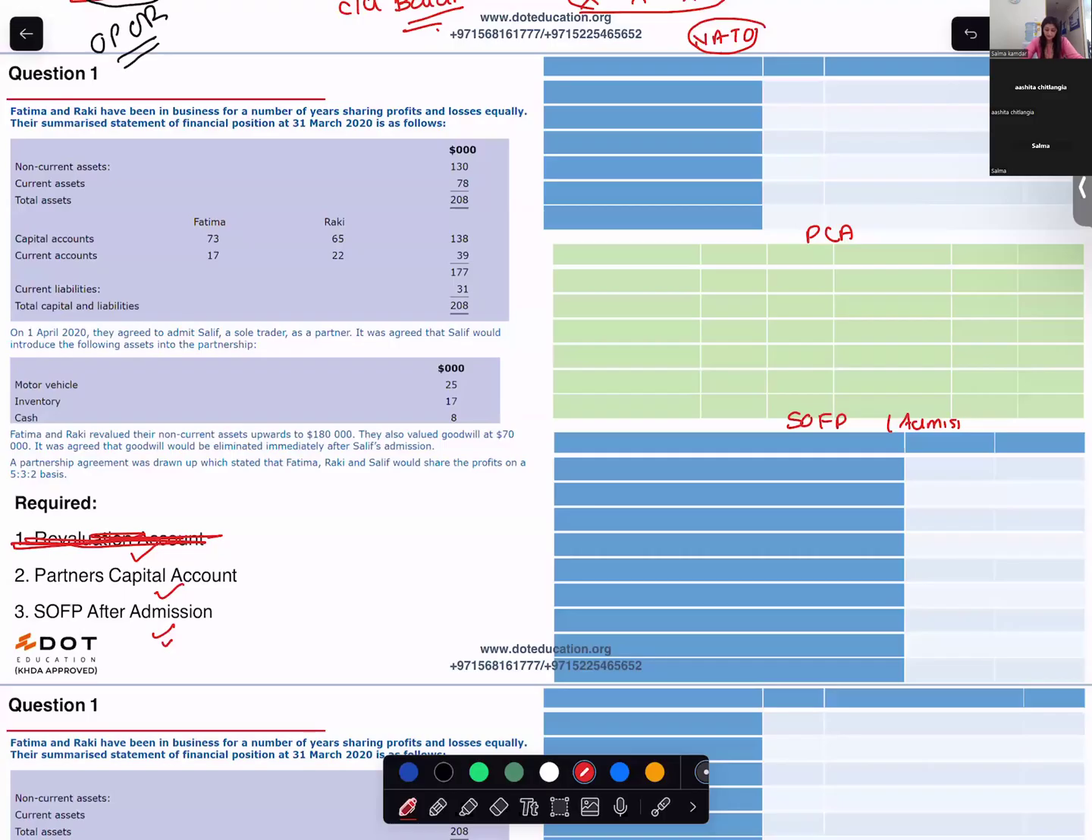Capital is the credit side. In the partner's capital account, the opening balances will come on the credit side. A partner's capital account always has a credit balance. So I will write the capital account balances on the credit side. I have 3 partners: Fatima, Rakhi, Saif. Now, if I look over here, we have capital and current account both.